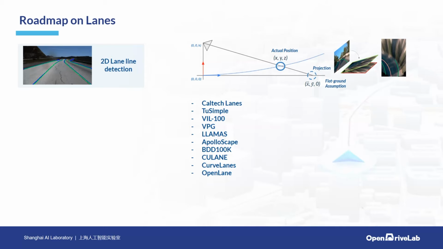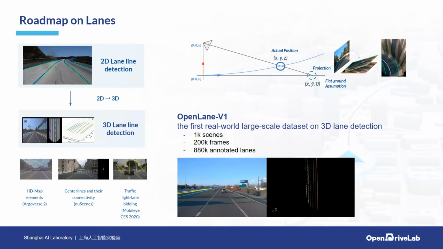In 2022, we proposed OpenLane V1, the first large-scale 3D lane dataset in the world, with a large amount of high-quality lane line annotations, setting off a new trend for 3D lane line detection in the community. Meanwhile, other aspects were also emphasized, such as the HD map elements, the connectivity of center lines, and binding traffic lights to lanes. Among those active community works, we pondered a comprehensive understanding of 3D road structure. We need a unified road topology representation within one dataset.